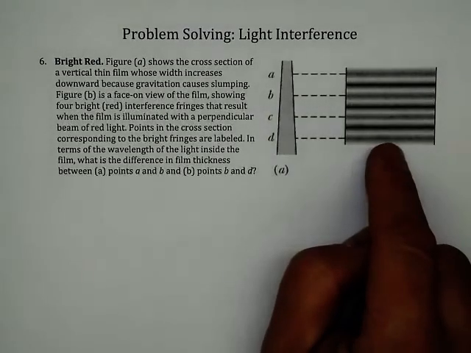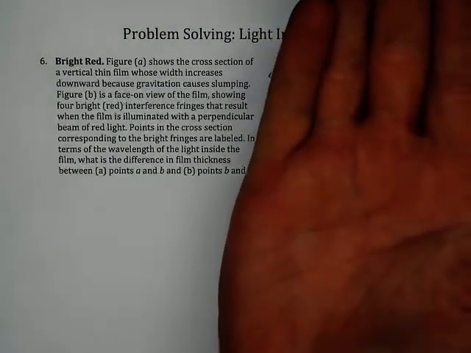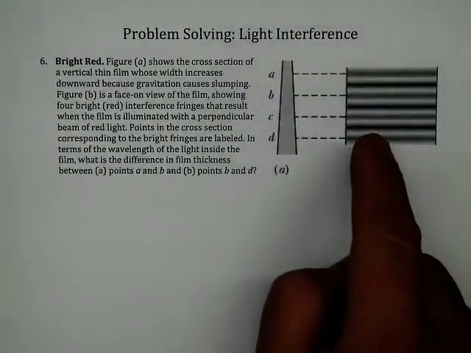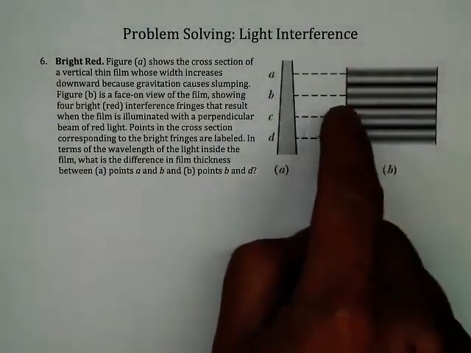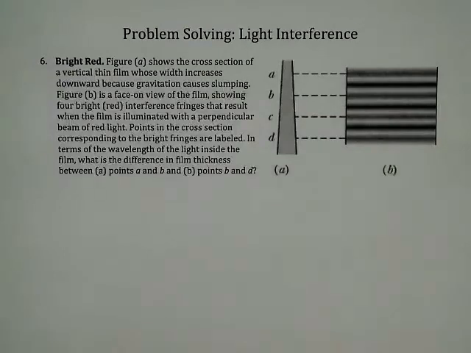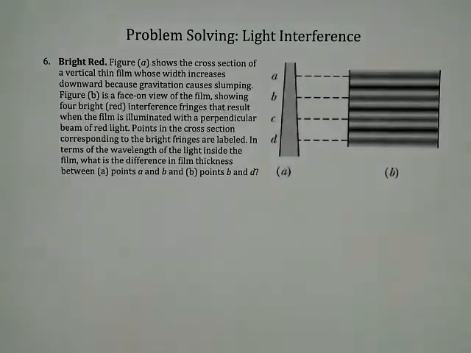And then figure B is a face-on view of the film. So if you took this film and turned it and looked at its face, you would see a series of bright spots, dark spot, bright spot, dark spot, bright spot, dark spot, etc. Points in the cross-section corresponding to bright fringes are labeled A, B, C, and D. So in terms of the wavelength of the light inside the film, what is the difference in the thickness between points A and B and between points B and D?